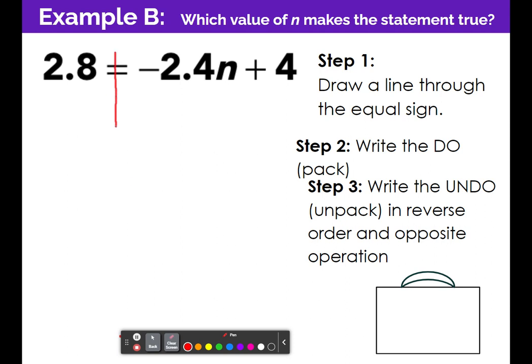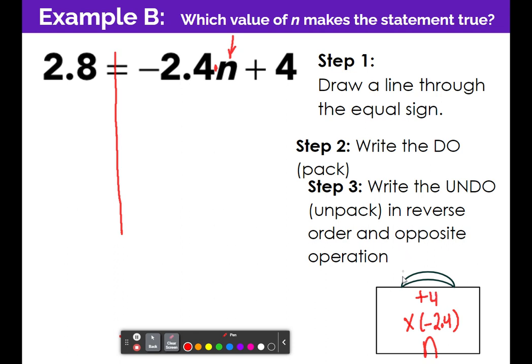Okay, so here's my line. Here's my variable, my favorite item of clothing. He goes in the bottom. What happens to him first? He gets multiplied by a -2.4. And then he gets added to 4 if we're following order of operations and packing my bag correctly.